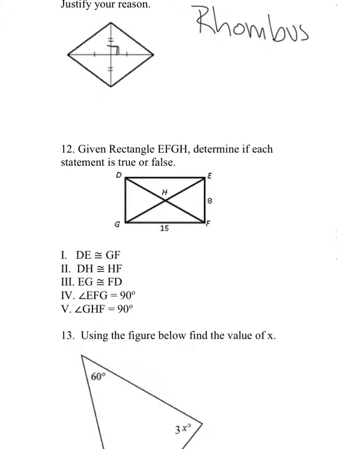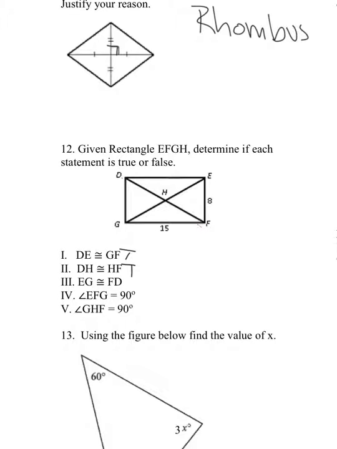Given rectangle EFGH, determine if each statement is true or false. Is DE equal to GF? Yes, in a rectangle, those are going to be the same. That's true. Is DH equal to HF? Yes. The two parts of one diagonal are cut directly in half, so they will be the same length.